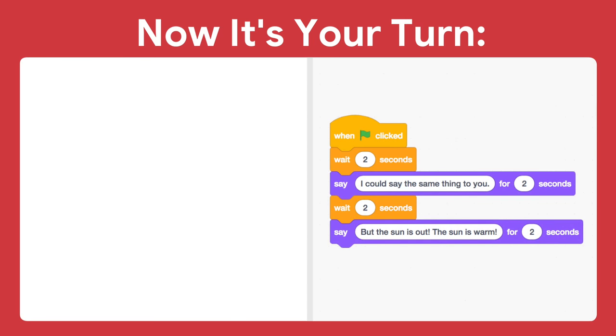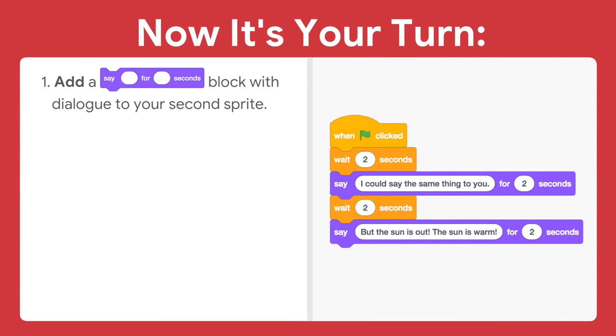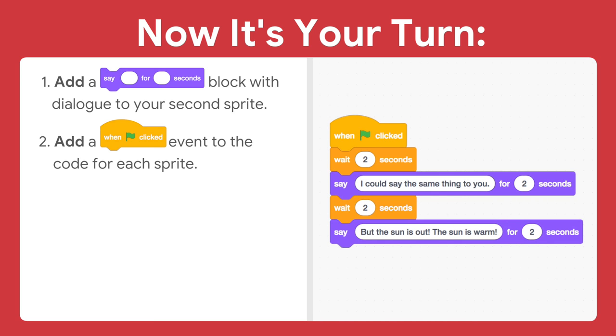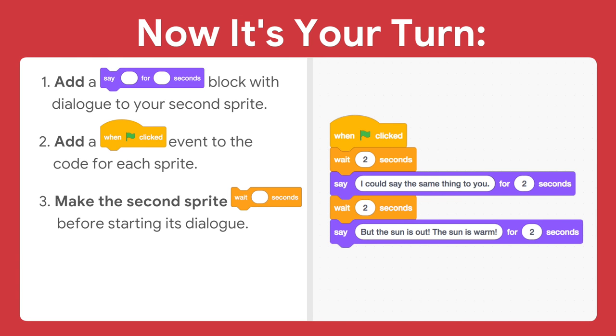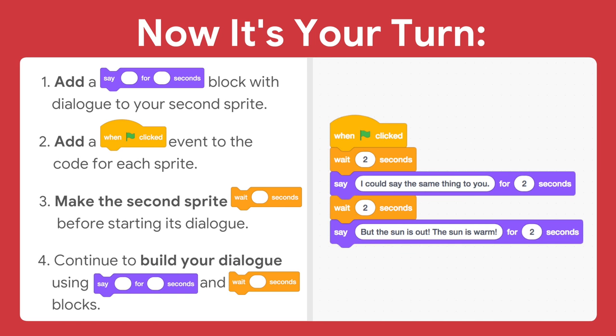Now it's your turn. First, add a say for 2 seconds block with dialogue to your second sprite. Second, add a when flag clicked event to the code for each sprite. Third, make the second sprite wait for 2 seconds before starting its dialogue. And fourth, continue to build out your dialogue using say and wait blocks. Try to challenge yourself by not using any questions in your dialogue. Remember, the writing process requires a lot of testing and reworking. Test your code often and make sure the code supports the story that you want to tell.